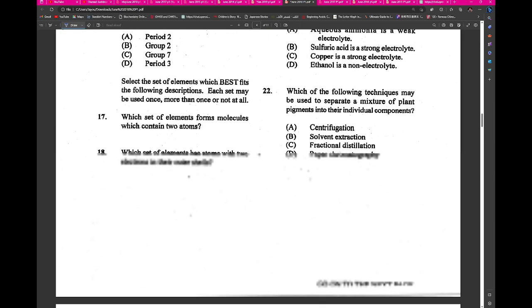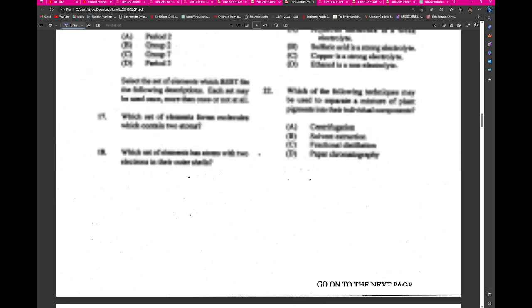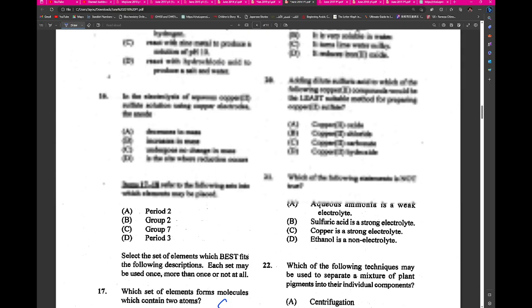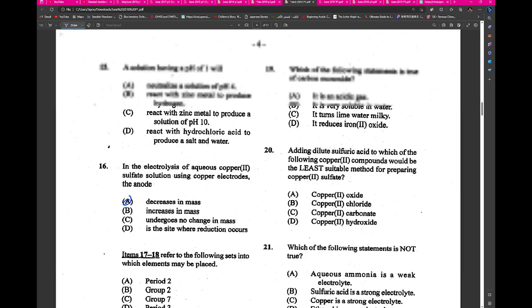Alright, let's look at this one. Which of the following elements forms molecules containing two atoms? This would be C. Which of the elements has atoms with 2 electrons in their outer shell? Alright, 2 electrons would be group 2. Right? Which of the following statements is true of carbon monoxide? It is an acidic gas.